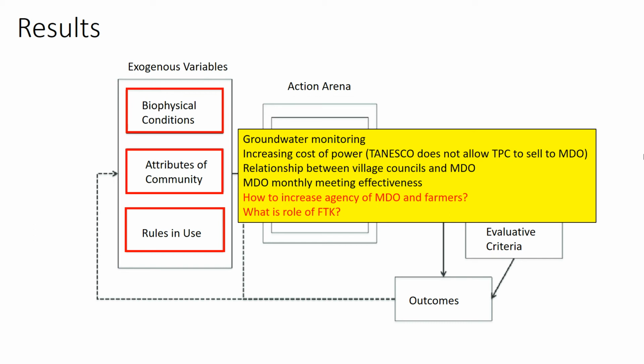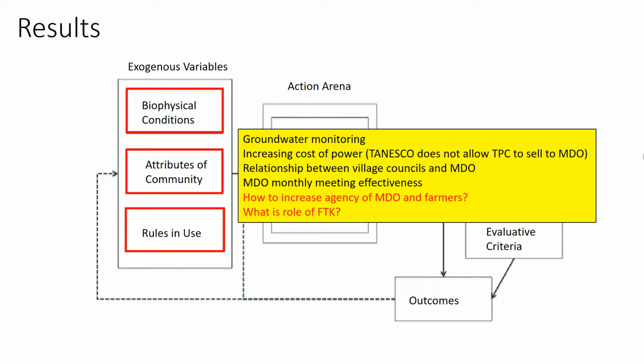Power is increasingly becoming a problem. The system had been shut off twice because they couldn't pay the power bill. And it's ironic that TPC sells power to the government through Tenesco, but Tenesco then sells power back to MDO at a profit. So even though TPC can sell or give power directly to the MDO, the government does not allow.